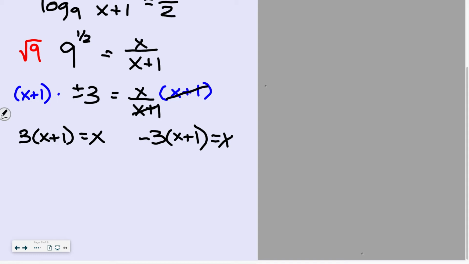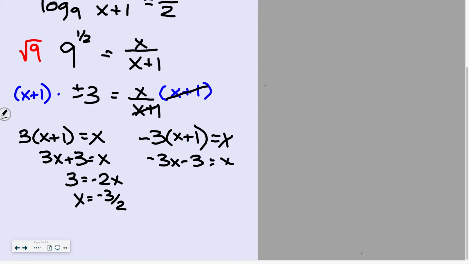A couple of steps there. Distribute: 3x plus 3 equals x. I would subtract my 3x so that I get 3 equals negative 2x and x equals negative 3 halves. And then on the other one, I'll have negative 3x minus 3 equals x. This time I'm going to add 3, so negative 3 equals 4x, and x equals negative 3/4.